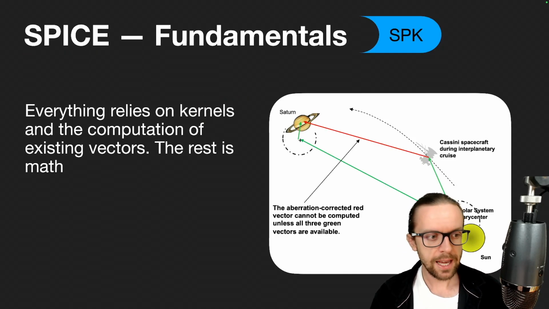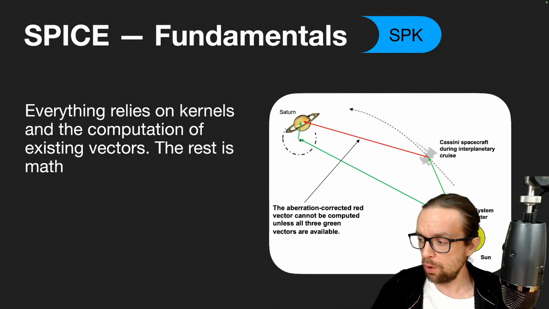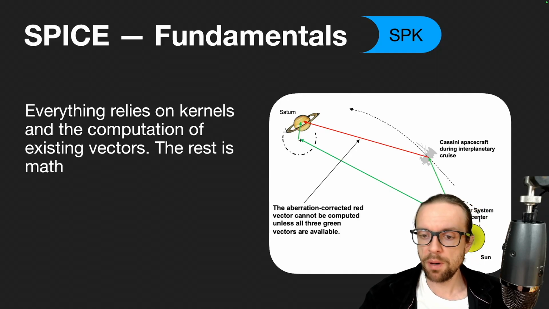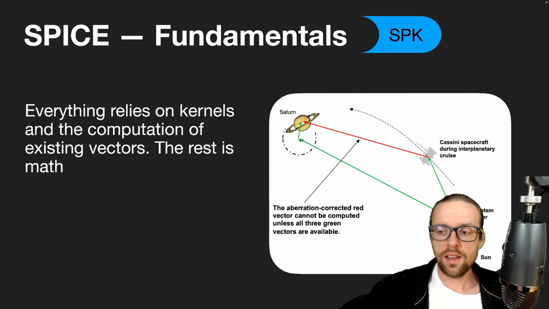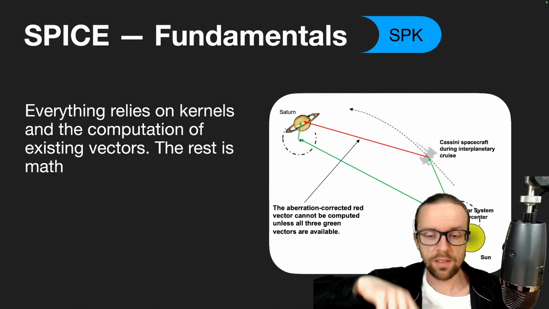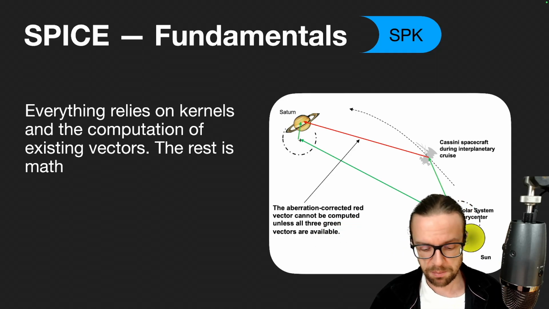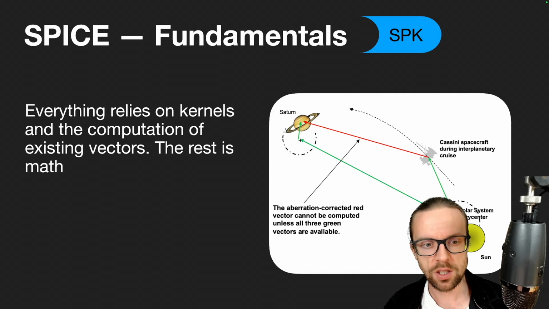Now for the SPK, I already mentioned it. SPK is basically responsible for the movement parts. We have the solar system barycenter, and then we have the kernels with respect to the solar system barycenter and also others. Everything else, the orientation, the pointing, and so on, is basically based on vector computations between these different entities.